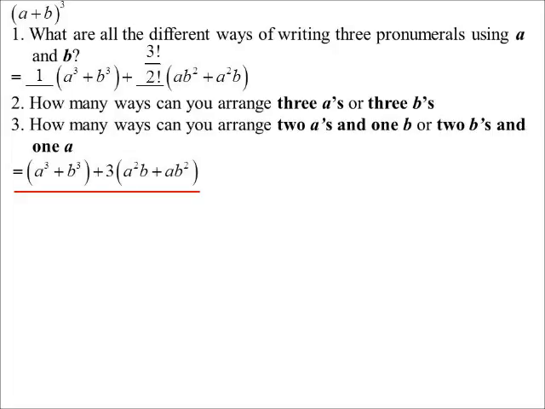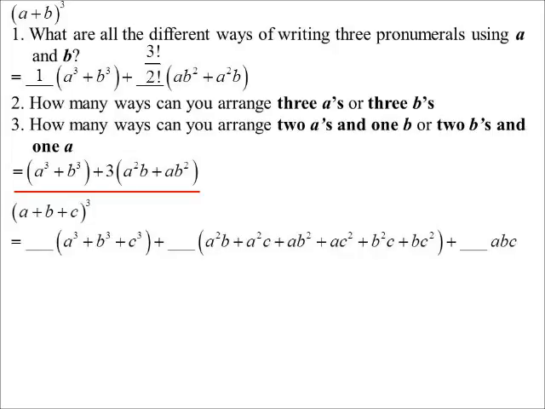So if we push that idea a little bit further, if I had A plus B plus C all cubed, so now I've got A plus B plus C times A plus B plus C times A plus B plus C. What are all the possibilities I could have now? So yet again, I could have A cubed, B cubed, C cubed, 3 of the same. I could still have the A squared B, 2 of one, 1 of the other. But now there's a third possibility. I could have 1 of each of the pronumerals.